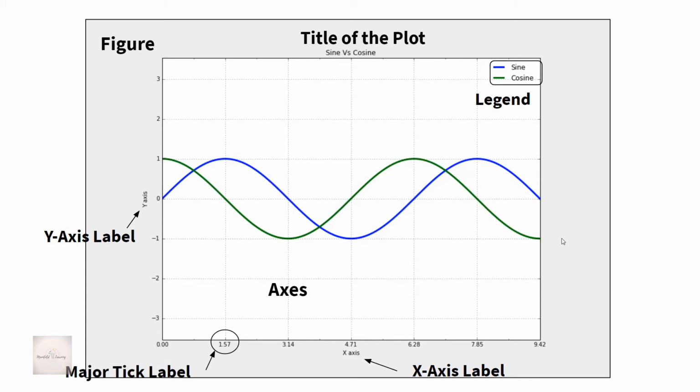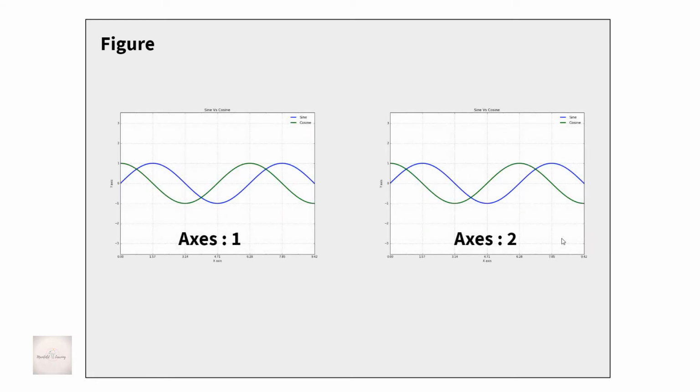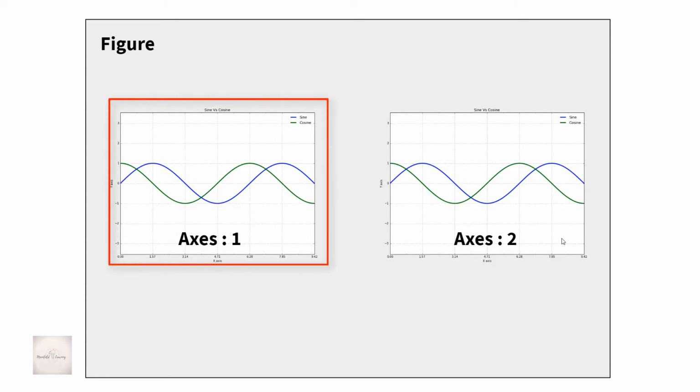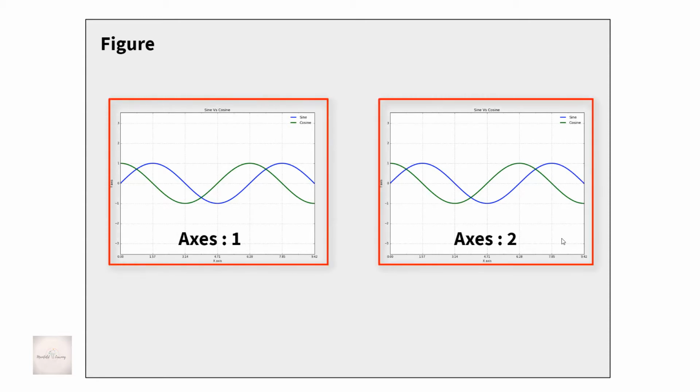Now just like an empty wall which can hold more than one TV, in the same way this figure can also hold multiple axes. So to show you an example here, see here this figure contains two axes. This is axis 1 and this is axis 2. Both are present in the single figure. Understood?